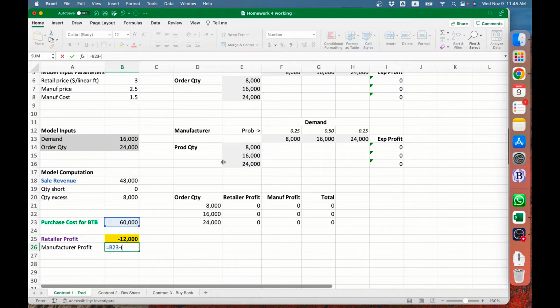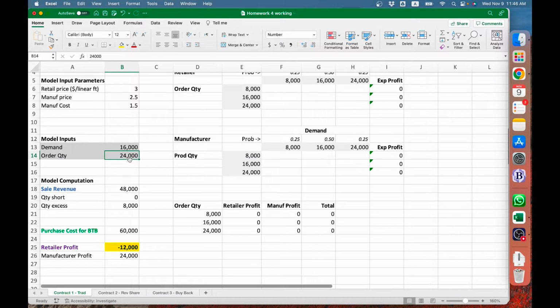Let's open a bracket. Manufacturer's cost is going to be, they're going to produce the order quantity. They're going to produce this much, right? Because that's the order they got to produce, 24,000, and producing each one of those costs us $1.5. So multiply that by $1.5. That's our production cost, and our revenue minus the production cost is our profit as a manufacturer.